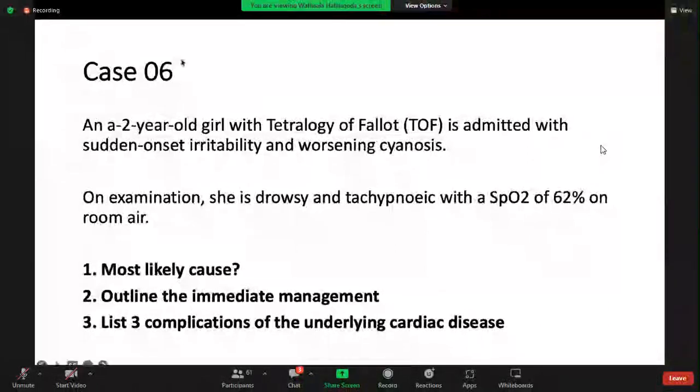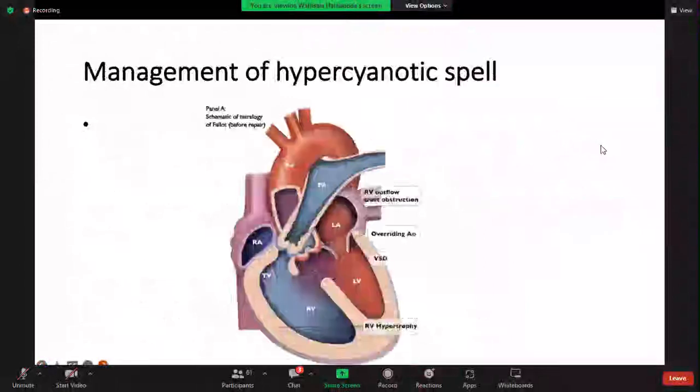Yes, so here is the typical presentation of a hypercyanotic spell. So what happens in a hypercyanotic spell? For that, you need to know what happens in tetralogy of Fallot. So what are the 4 defects in tetralogy of Fallot? So you will see overriding of the aorta, right ventricular hypertrophy, a ventricular septal defect, and pulmonary tract obstruction. So what happens?